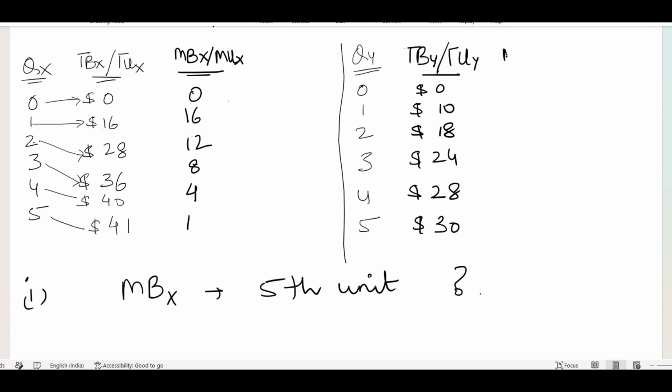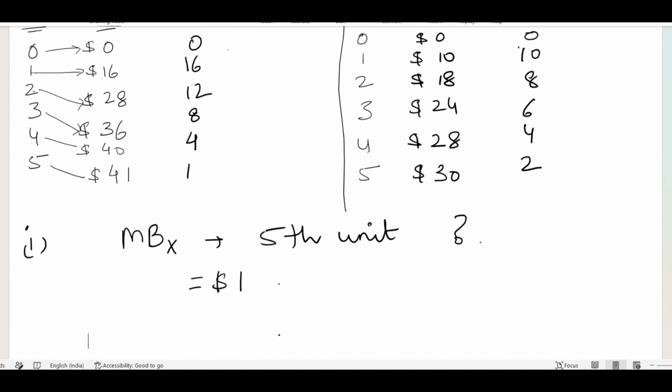Similarly, let's calculate your marginal benefit for Y, or marginal utility for Y. That is easy for the next part. Again, it would be 0, this would be 10, it would be 8, it would be 6, it would be 4, it would be 2. All right. So marginal benefit for Anita for the 5th unit of good X would be nothing but equal to $1. So that's what you have to write.